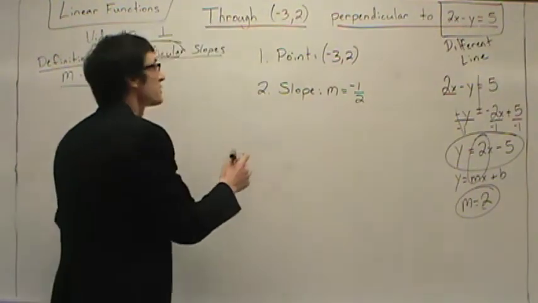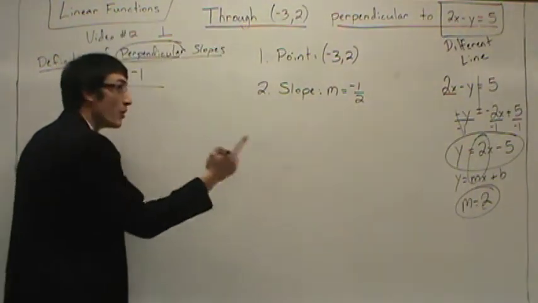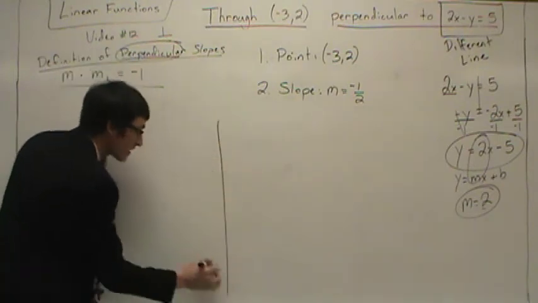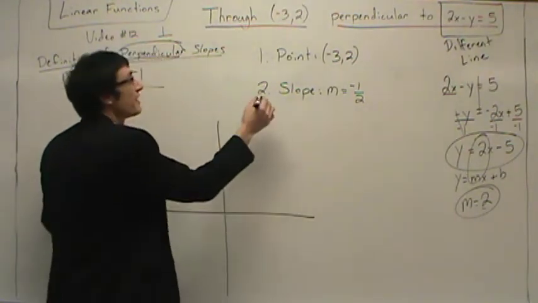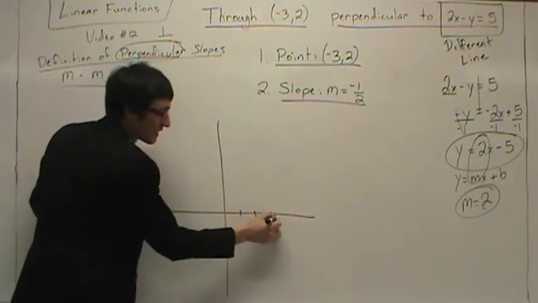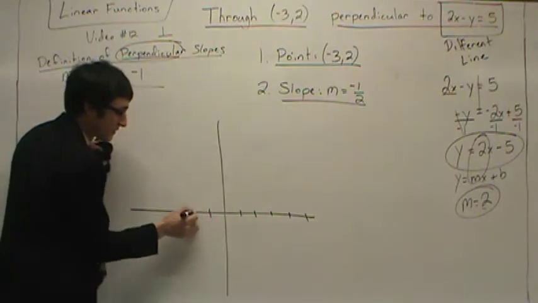Now, your directions for this problem are to graph both lines, okay, on the same graph. Now, so start with the line that we're trying to find, okay? I think a 6 by 6 should be enough.